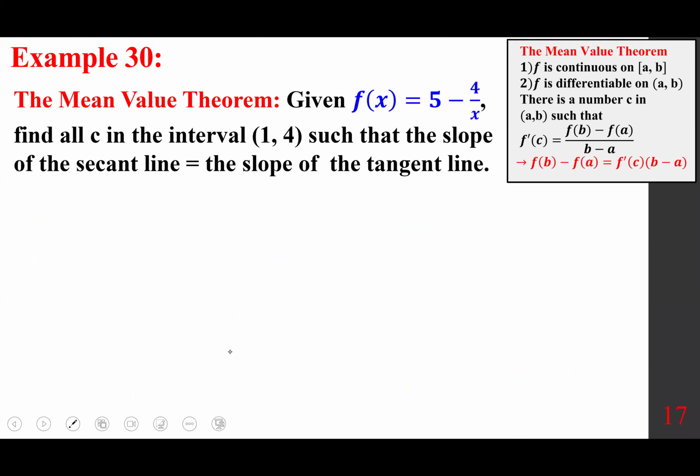The mean value theorem: given f of x equals 5 minus 4 over x, find c in the interval of 1 to 4 such that the slope of the secant line equals the slope of a tangent line. Here's the mean value theorem.